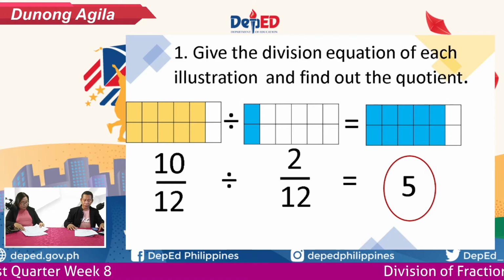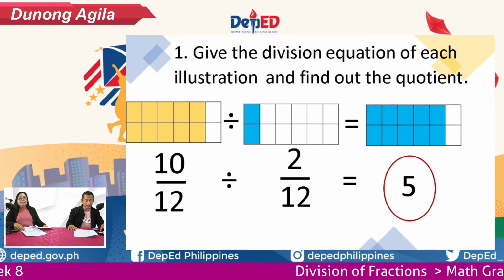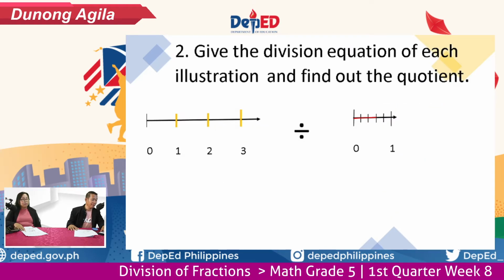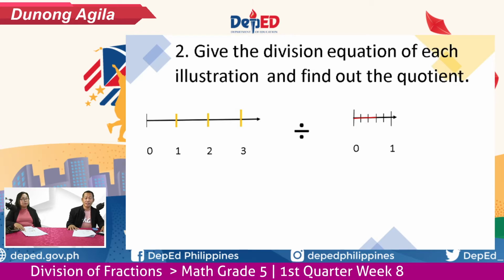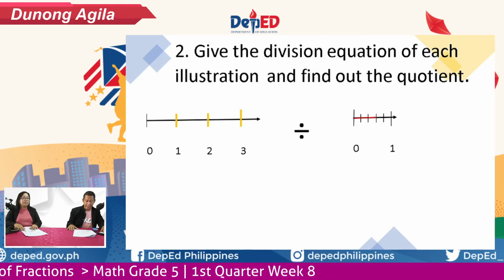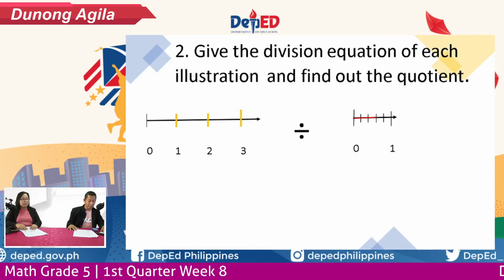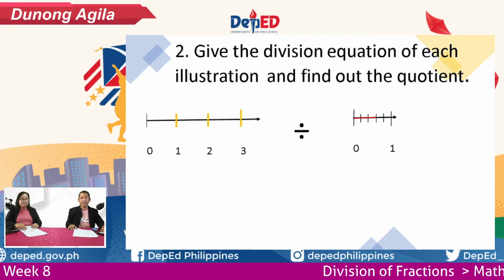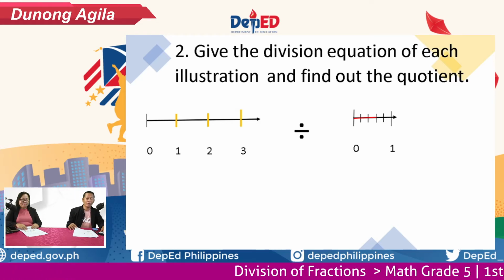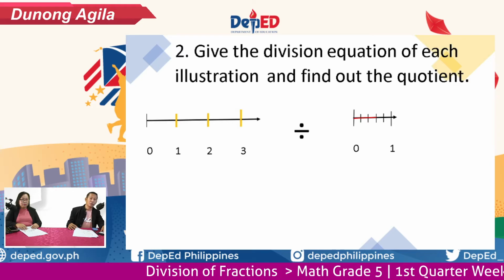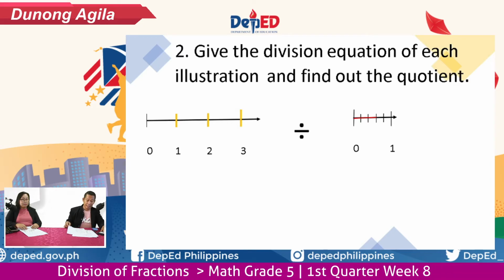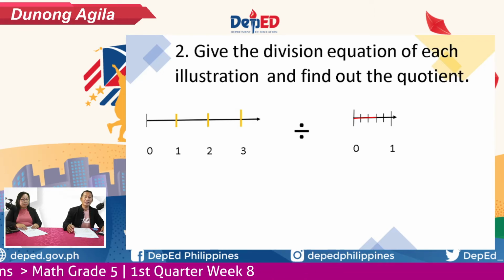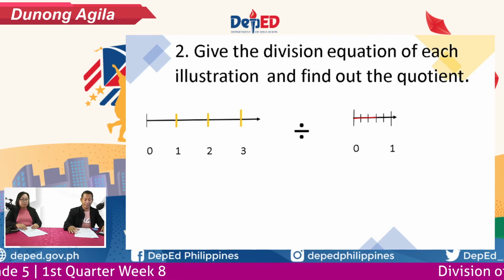Give the division equation of each number line and find out the quotient. On our screen, the first number line is numbered from 0 to 3. And the second number line is numbered from 0 to 1, and then it is divided into 5 equal parts, but only 3 are considered, shown by the red line. Okay, ready? Start now. Give the division equation and its quotient.